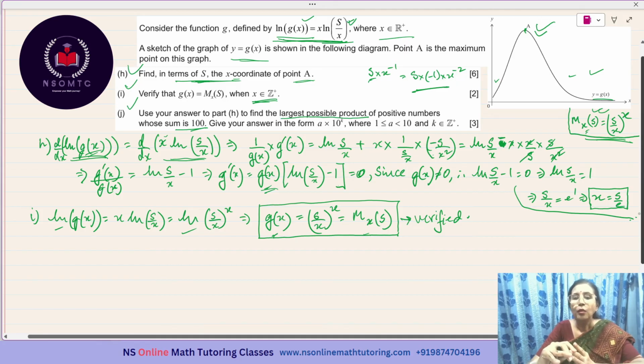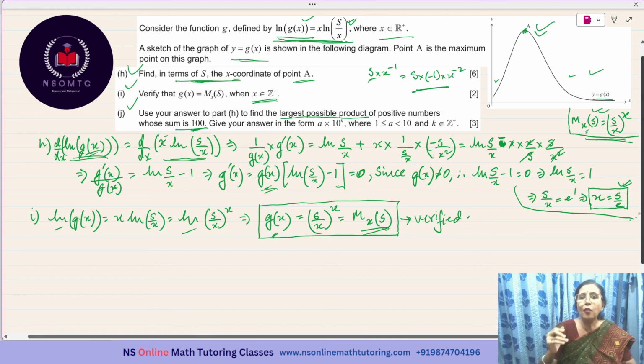So, first of all, g of x equal to mx of s. Okay, and we know that the maximum possible product will be corresponding to this point A. So, what is the x coordinate of this point A? It is s over e. And what is s? S is given to be equal to 100. So, x coordinate will be 100 over e. So, now we have to find the y coordinate, that is mx of 100.